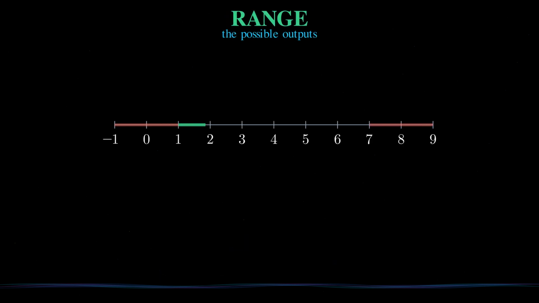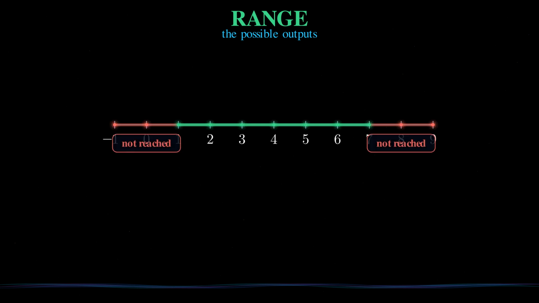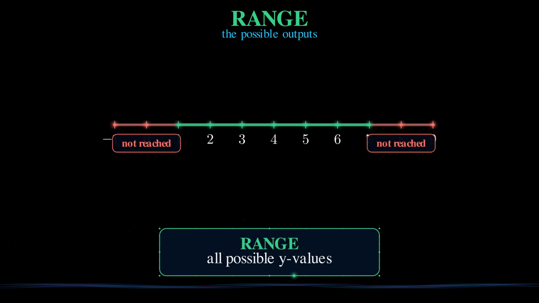Now think about range. After the function receives allowed inputs, it produces outputs, but it may not produce every possible output. Some output values can happen. Some output values may never be reached. So, when we ask for the range, we are asking, what y values can the function actually produce? Range means possible output values.